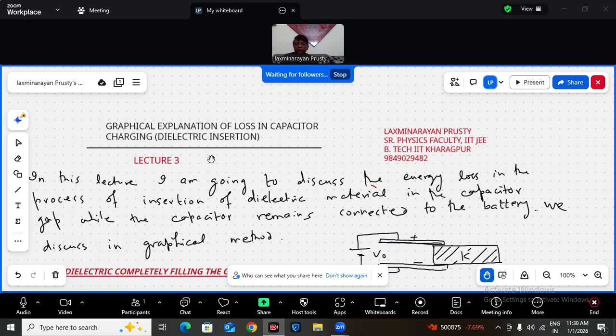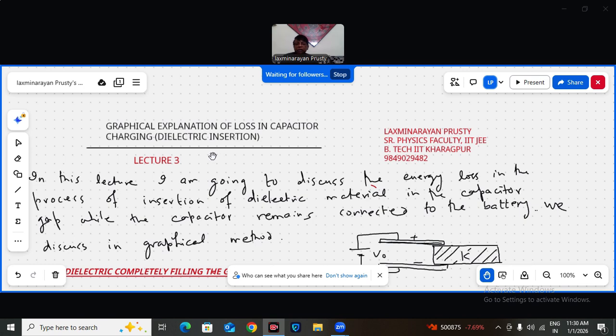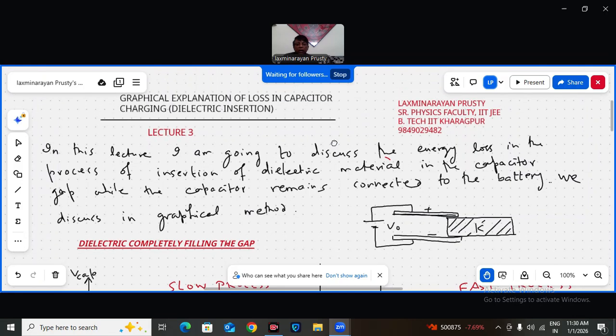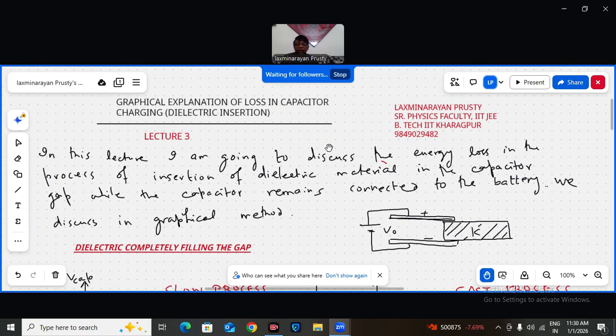In this lecture, I'm going to discuss the dielectric insertion. This is a very crucial and critical topic which we face in the subtopic of the capacitor. So I'm going to discuss the energy loss in the process of insertion of dielectric in the capacitor gap while the capacitor remains connected to the battery, as you see here. We discuss it in the graphical method. The dielectric is completely filling the gap. That you keep in mind.